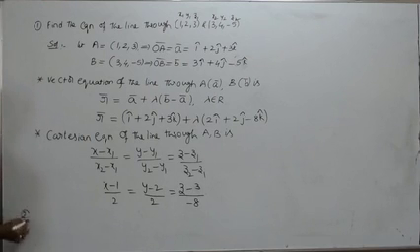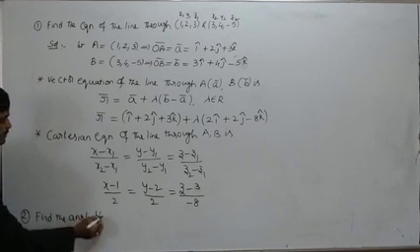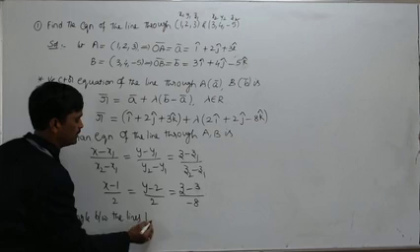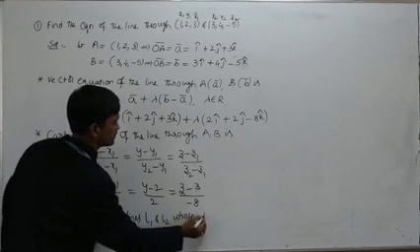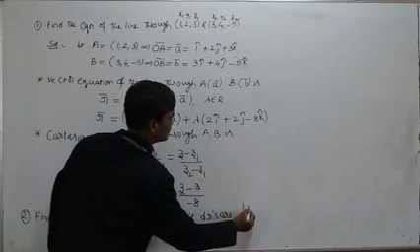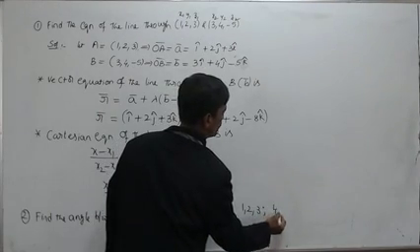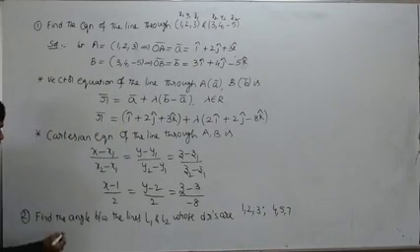So next, look at the second problem. Find the angle between the lines L1 and L2 whose DRs are 1, 2, 3 and 4, 5, 7 respectively.